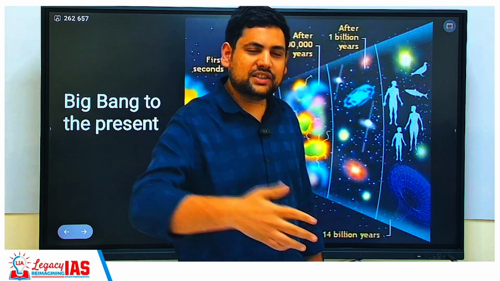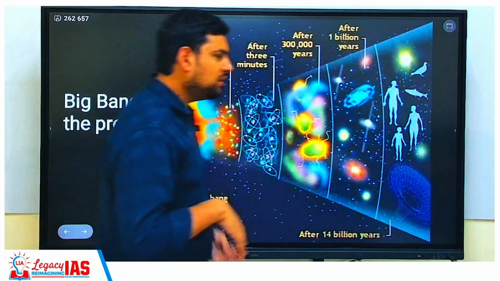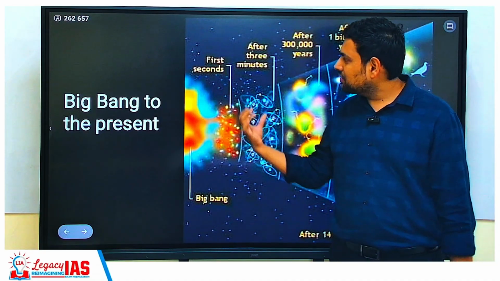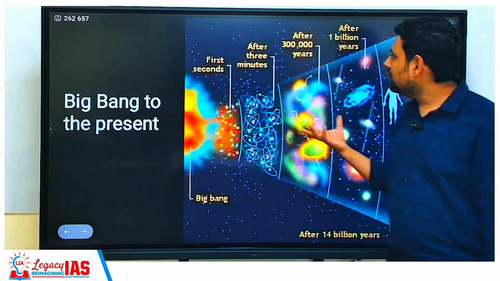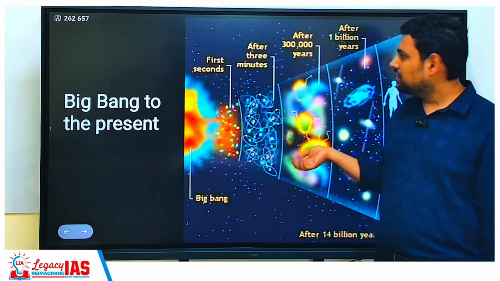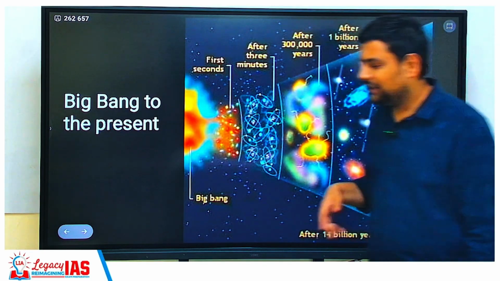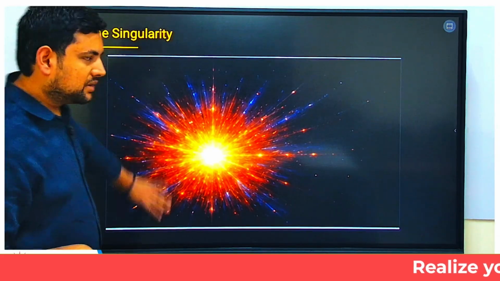Now let's understand the whole concept here. So basically, we'll be going from the Big Bang to the present day. So this is what happens in the first few seconds after the Big Bang. Okay. Then after 3 minutes, then after 300,000 years, then after 1 billion years, and you see humans here. Now let's get started. This is the first phase.